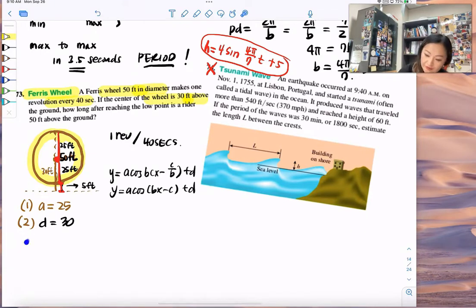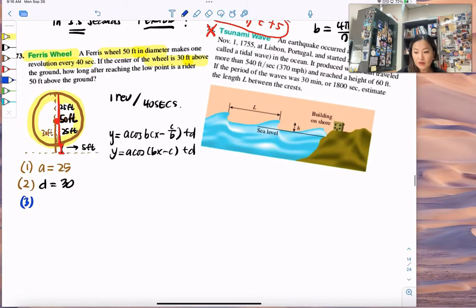Let's do the third item. What's the third item that we need? We need a lot. We have A so far. We have D so far. We still need B, right? We need B. But what information do they give us? When is the first cycle complete?